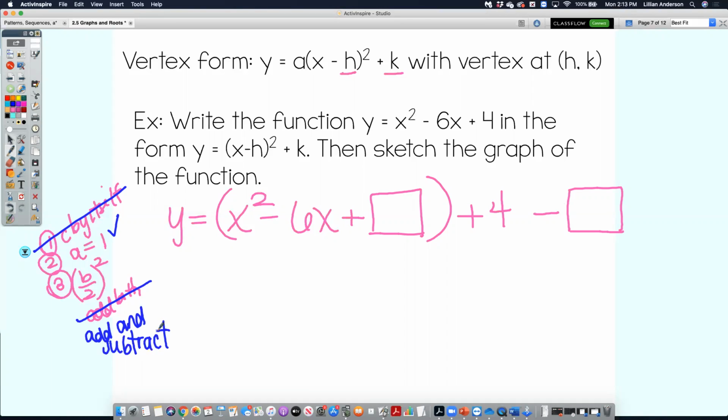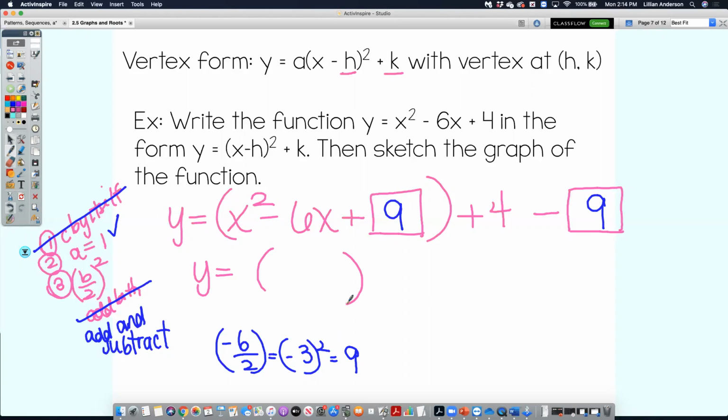So, is A 1? Mm-hmm. So now let's take B. What's B? Negative 6. Divided by 2, which is? Negative 3. And then we need to square it. What's that? 9. That is the number that we'll add in the first box, but subtract in the second box. And then we'll factor and simplify just like we did before.